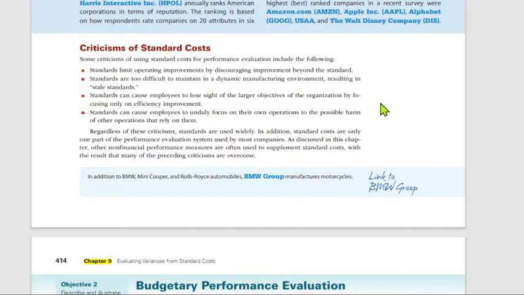Ganun siya. So regardless of these criticisms, standards are still used widely. In addition, the standards are only one part of the performance evaluation system used by most companies. So we will look at more of that in the succeeding discussions.